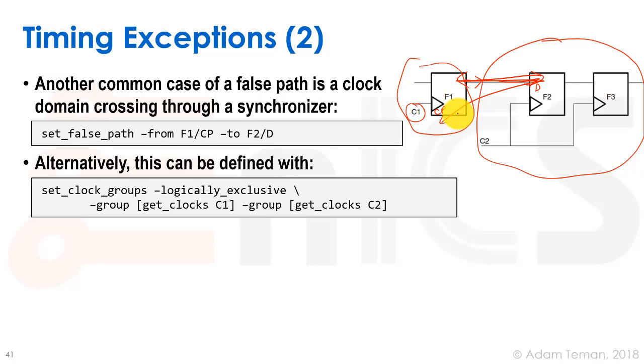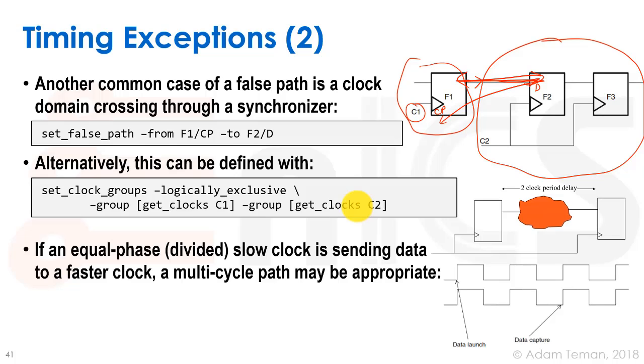We can say, listen, set a global false path between all of the things that are on clock 1 and clock 2. Better than setting such a global false path, what we should do is say set clock groups minus logically exclusive minus group get clock C1 minus group get clock C2, and that will remove all of the paths that go through clock 1 and clock 2. So that's another type of SDC command that we could use.